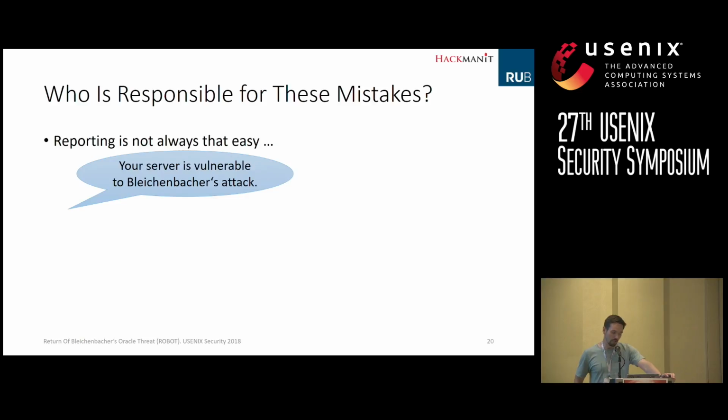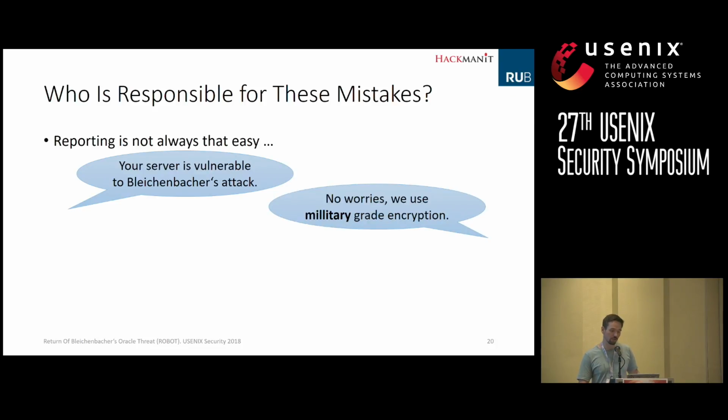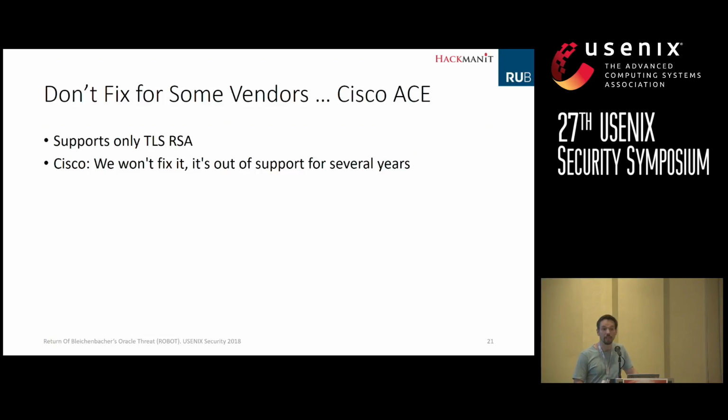So we constructed different messages to the servers with a description of the vulnerabilities and attempted to approach them. We said something like, your server is vulnerable to Bleichenbacher's attack, this is the vulnerability, blah, blah, blah, and what we sometimes got was, no worries, we use military-grade encryption, and we are safe. But there were also cases where we found out who was responsible for this.